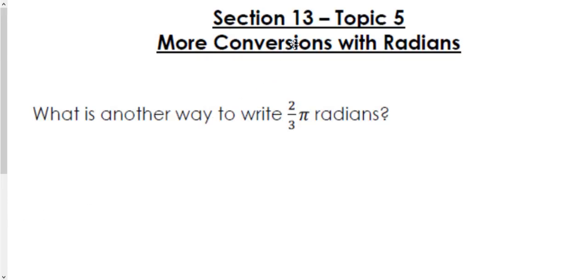So the first part we're talking about today is section 13, topic 5, more conversions with radians. And they're asking us if there's another way that we can write 2/3 pi radians. There's actually a couple different ways we can write it, and I wanted to show you guys both of those ways. The first way that we could write it is as a degree.